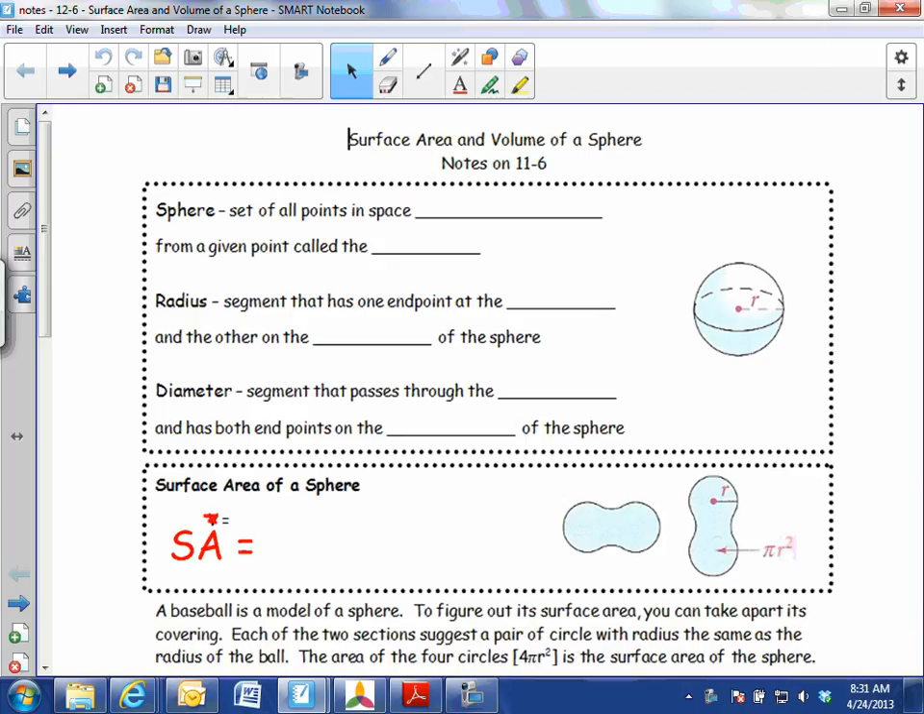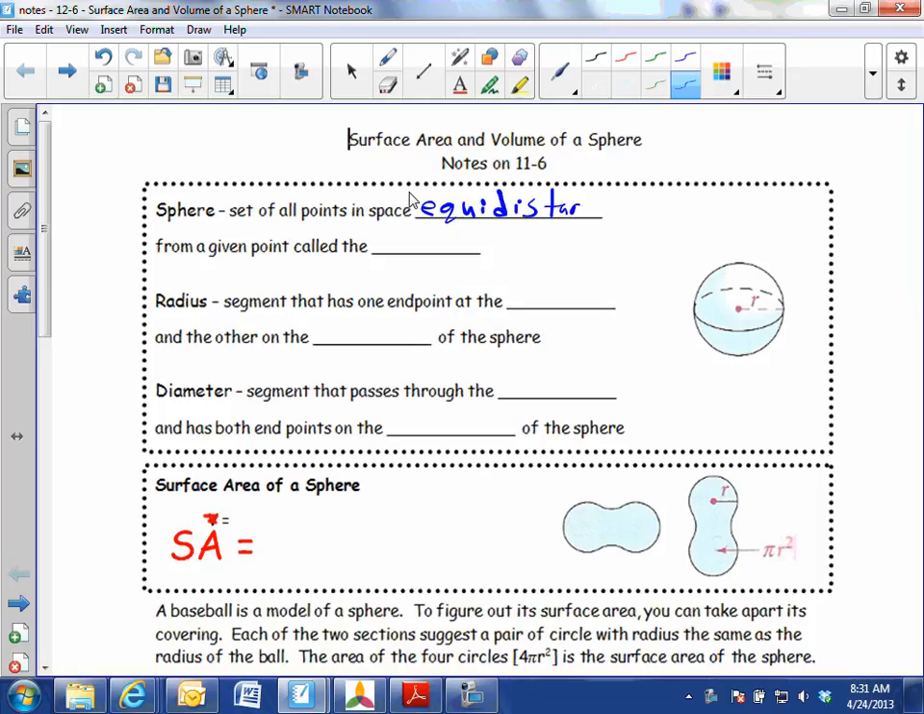Spheres. Okay, so we're talking about the surface area and the volume of spheres today. Remember, a sphere is like a ball. Technically, the definition in math says a sphere is a set of all points in space equidistant. We've used this word before. What does it mean? Distance. Yep. So equidistant from a given point called the center.